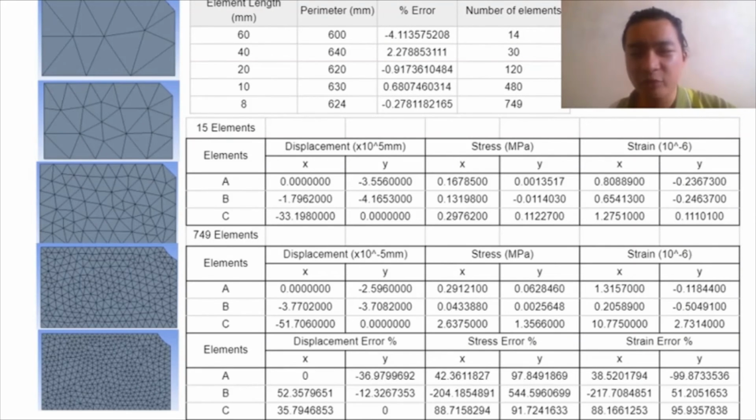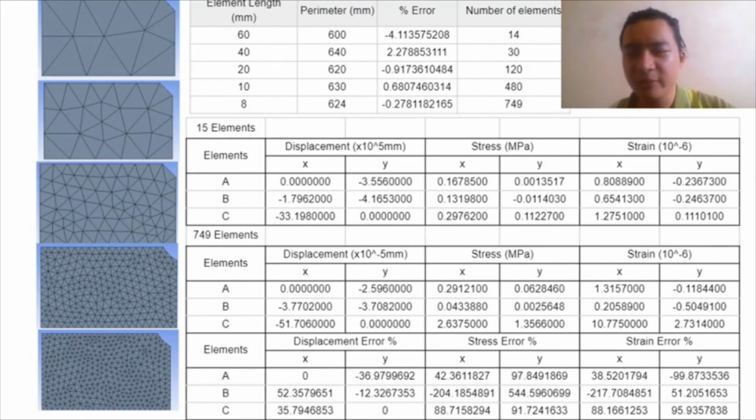The following assumptions were made. The average error of each element would be the length of the element to the power of 2, divided by 2. The smaller the difference of the parameter obtained compared to the actual parameter, the better the element will be able to represent the actual shape. Comparing the results from 749 elements and 15 elements, it could be seen that the values are generally far from each other except for displacement A, which is 0 for both analyses.